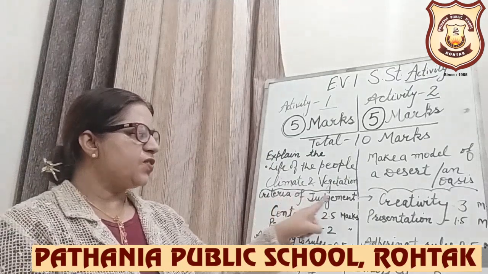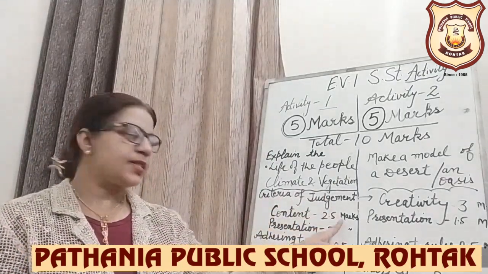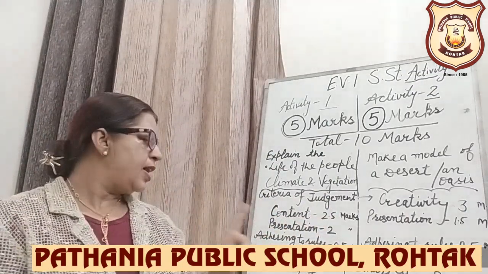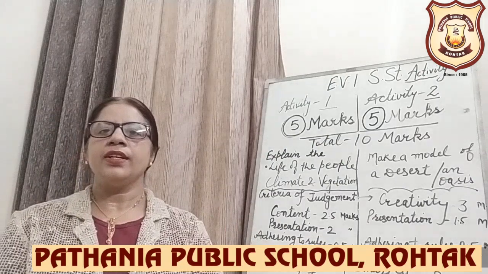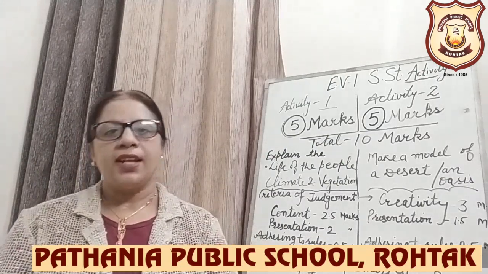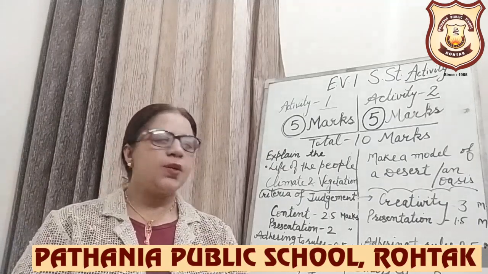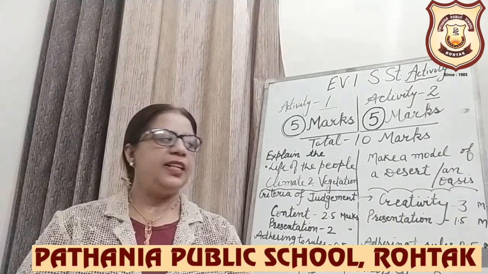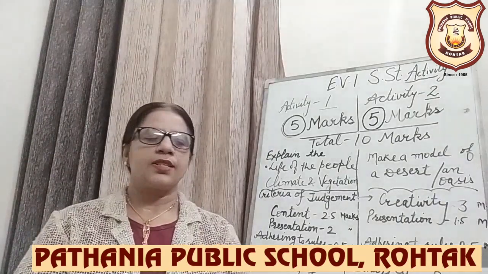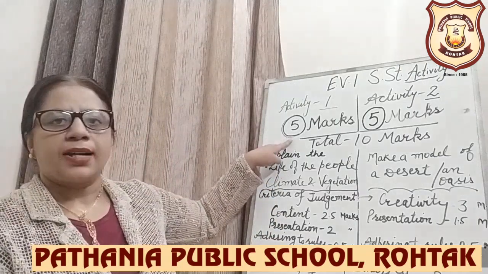This is the criteria of judgment. Content, that will be of 2.5 marks. Presentation, 2 marks. Adhering to rules, 0.5 marks. Okay, children, again telling you, it is mandatory for all. You have to join: children of Lotus, Rose and Tulip on 6th August and Lily and Daisy on 7th August. Okay, and it is of 5 marks.